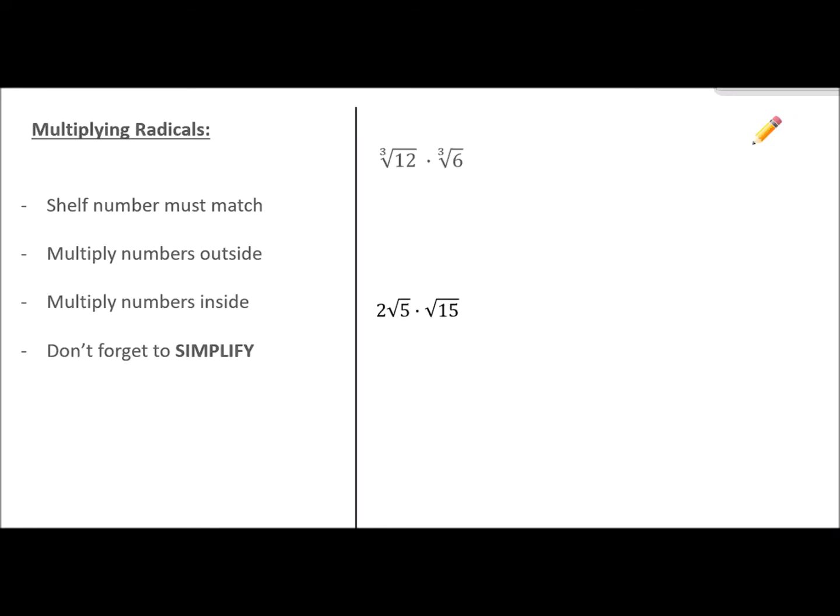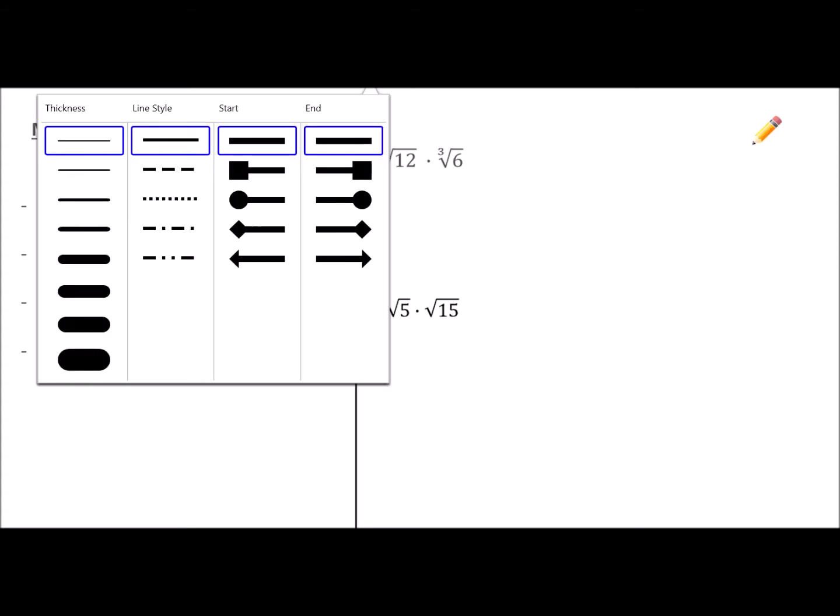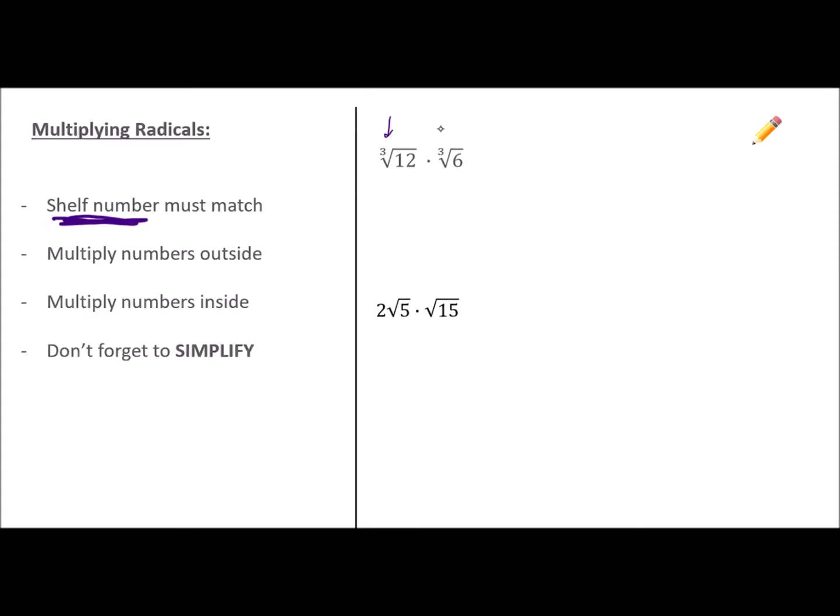All right, our next topic is on multiplying radicals this time. Like the other operations, the shelf number has to match. The guy out on the shelf, if they are not the same, then they cannot be combined for any of the operations that we're doing. They have to be the same.